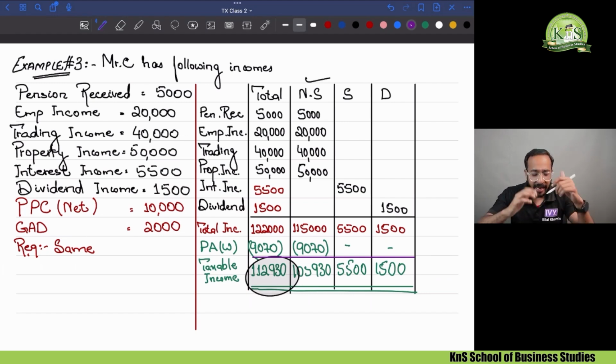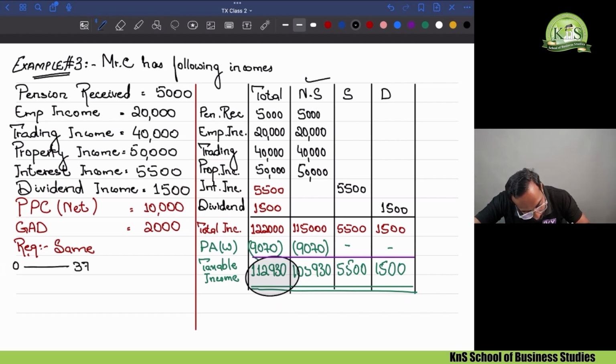The second thing which is very important is that I'm writing your real tax band here. What do you mean by real tax? Just a moment, I'll explain to you what is the real tax band. This is your real tax band.